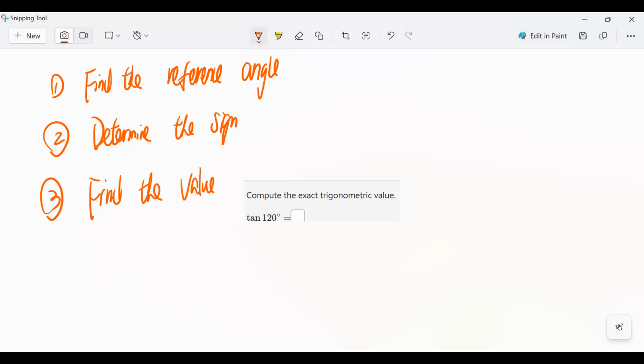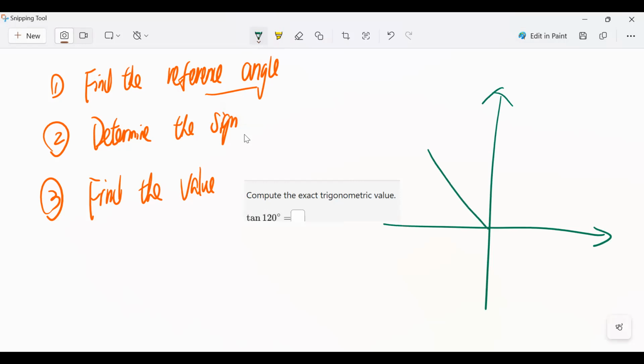Okay, let's go over the solution. One more time, let's locate the reference angle first. So let's go through the process. 120 degrees is located in the second quadrant. So this is 120 degrees. And this is the reference angle we need. So we're going to use 180 minus 120 degrees, so it's a 60-degree angle here.